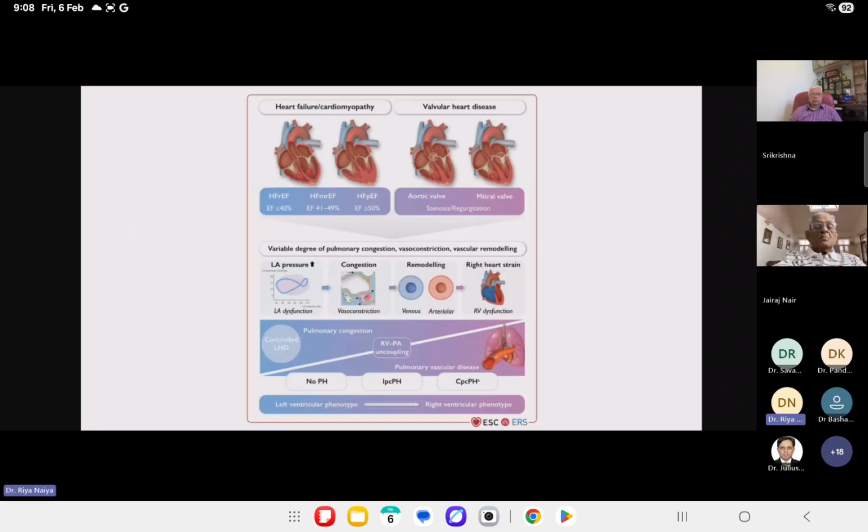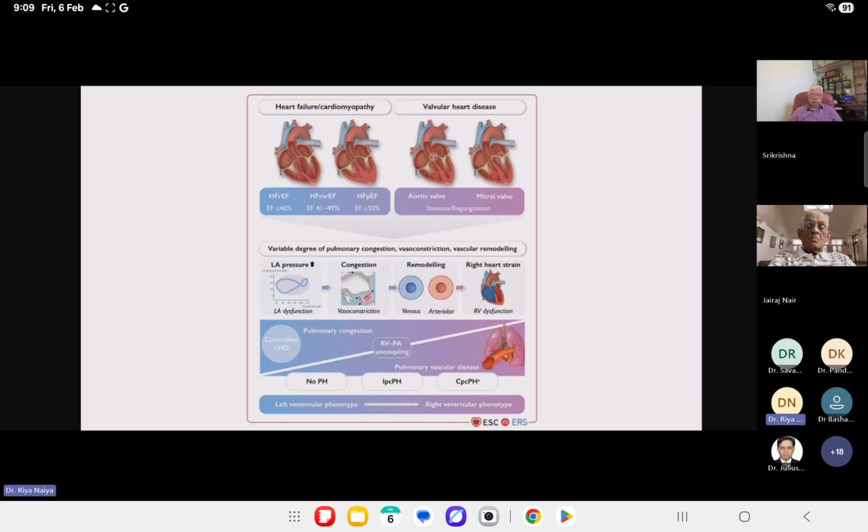So the middle section of the image basically demonstrates the usual progression of how it occurs. First, there is increased LA pressure, which further leads to pulmonary congestion, which leads to remodeling like we had discussed in the previous slides, which further leads to right heart strain and further RV dysfunction. So it starts moving from the left ventricular phenotype more towards the right ventricular phenotype. And from no PH, it progresses to combined pre- and post-capillary PH.